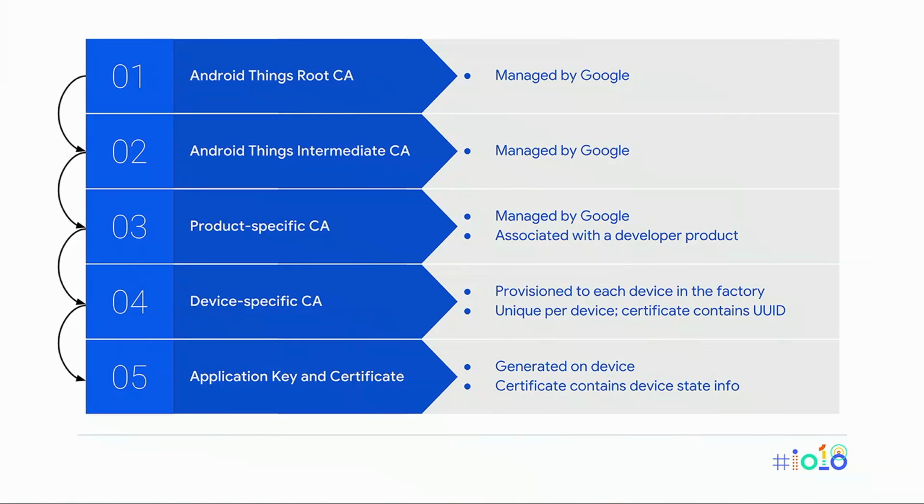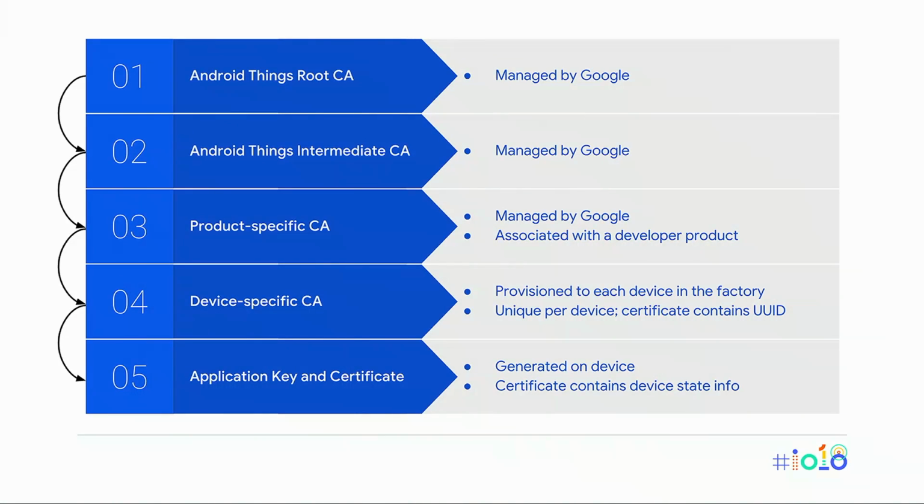In the middle, level 3, we have the product-specific CA. And this is also managed by Google, but it's in the context of the Android Things developer console. And it's associated with a particular product on that console. Every time you go and create a product on that console, there's going to be an intermediate level CA that's assigned to that product.